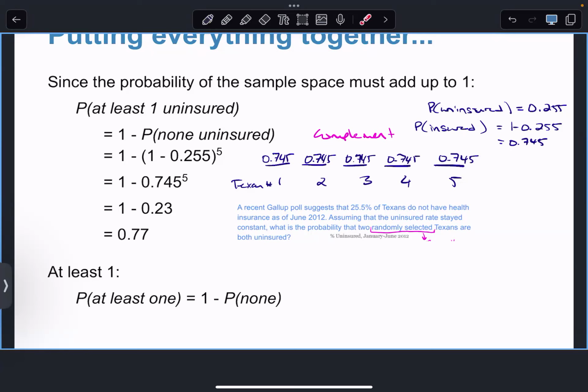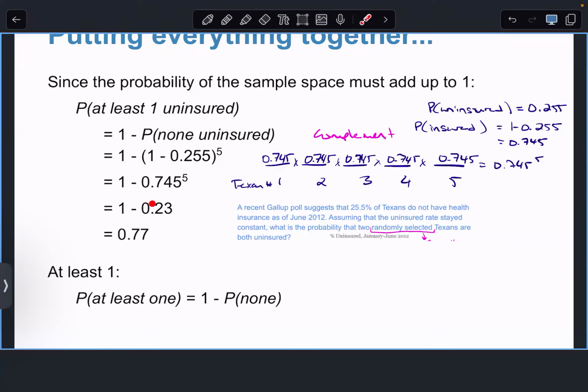This one, and this one, and this one, and this one, and this one means I'm multiplying. Which is 0.745 to the power of 5, which is how we got here. I'm struggling with the wording. None uninsured. All insured? That makes more sense, I think. But technically true, but it's tripping me out. 0.745 to the power of 5, I guess, is 0.23. They probably did some rounding there.